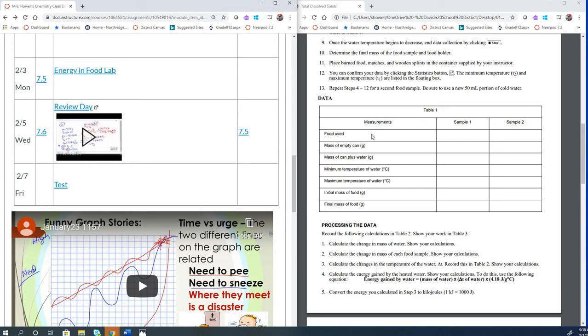So what food you're going to be using, how many brought a nut or a chip, remembered over the weekend? I thought that would happen. Maybe one, yay!